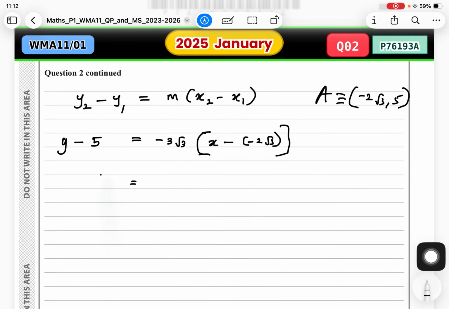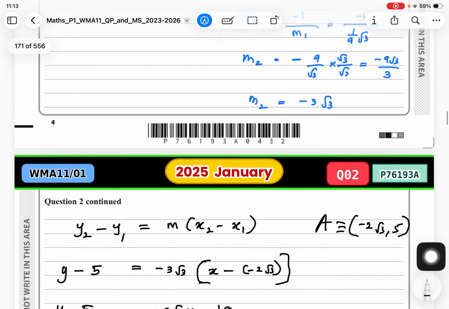Once we expand, this is going to be negative 3 root 3 x, and the other part will become positive, and when you multiply with the other one it will altogether be negative, which is negative 18. So you have y equals negative 3 root 3 x. When the negative 5 goes to the other side it will be positive, so it's negative 13. So this is the equation of line L2. That's how we get the answer for this equation.